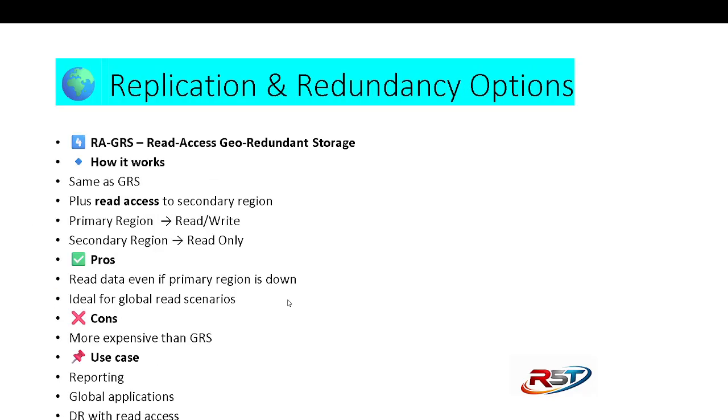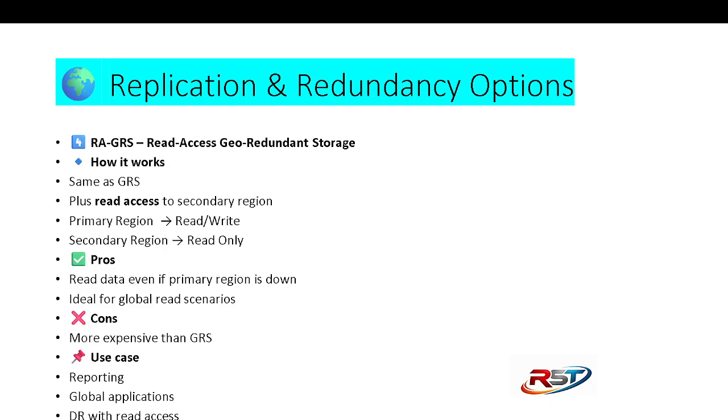RAGRS, read access geo redundant storage. How it works? Same as GRS plus read access to secondary region. Primary region read write access. Secondary region read only access. Pros, read data even if primary region is down. Ideal for global read scenarios.